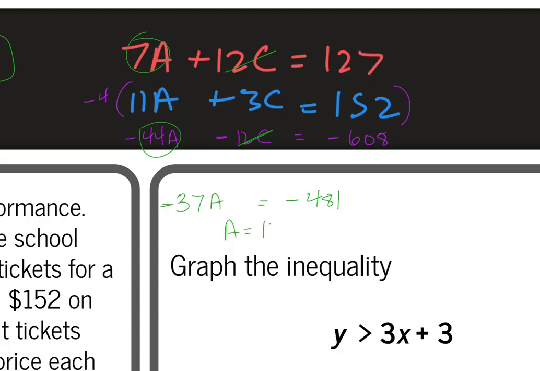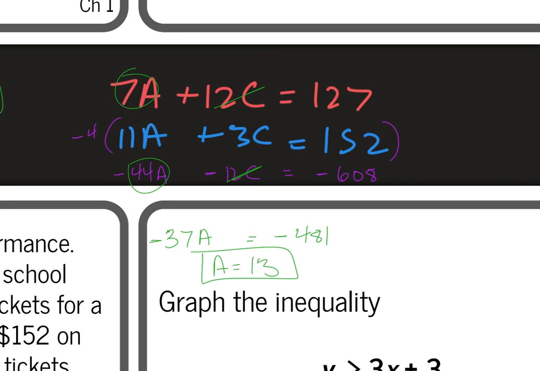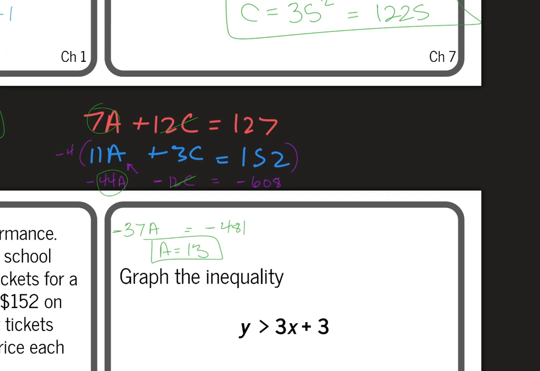A just equals 13. You take that 13 and you're going to plug it in. So I'm going to plug it in here just because I can do 11 times 13 kind of in my head. It's 130 plus 13. So that's 143 plus 3c equals 152. 3c, when I subtract that, is 9. So a child's ticket was $3.